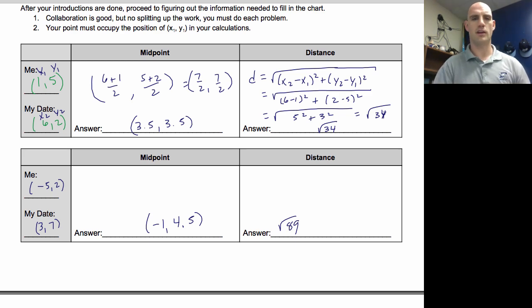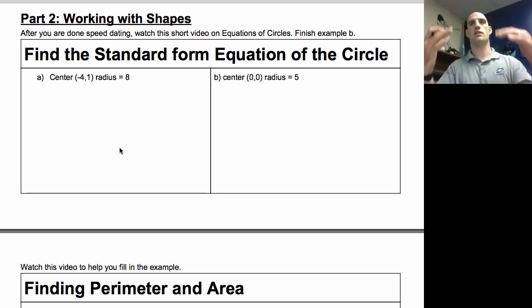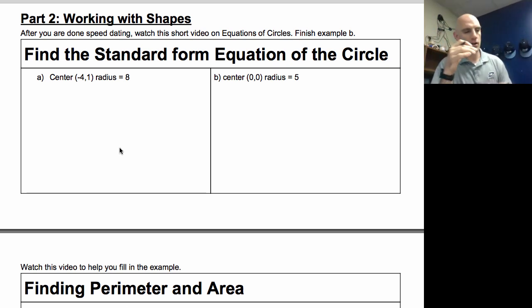Moving on. We're going down to part 2 here, where the notes say part 2. So in class, we would have done 3 more examples, a little bit of speed dating action. Right now, we're going to work with shapes. So we have the standard form of equation for a circle, and then we're going to find perimeter and area of a triangle in the coordinate plane. First of all, I like to write down the formula first.